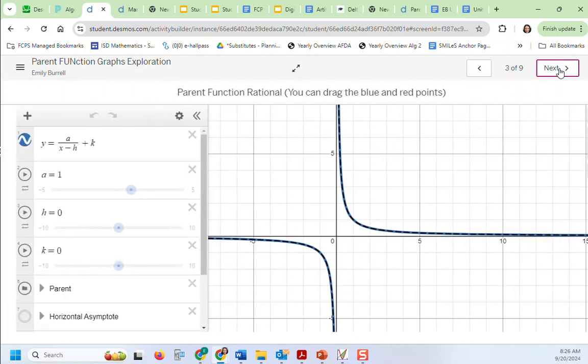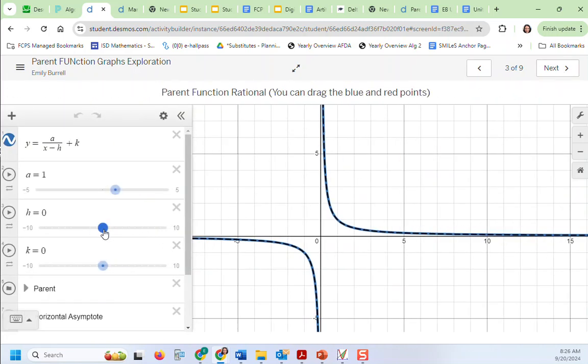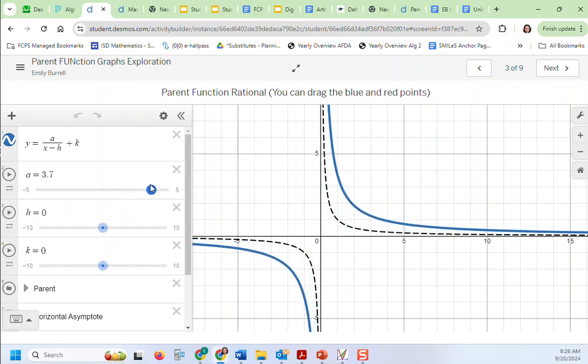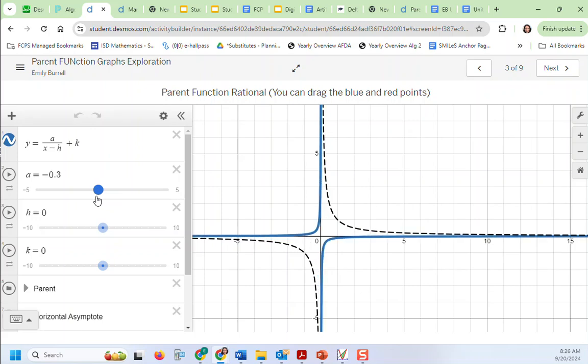Looking at the rational, it's kind of interesting to see what happens: your whole asymptote moves over left and right. Your whole asymptote moves up and down. And with your a value, you can get more stretched out, less stretched out, or if your a is negative, look, it reflects also.